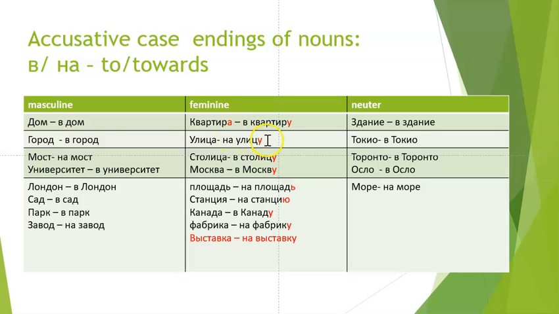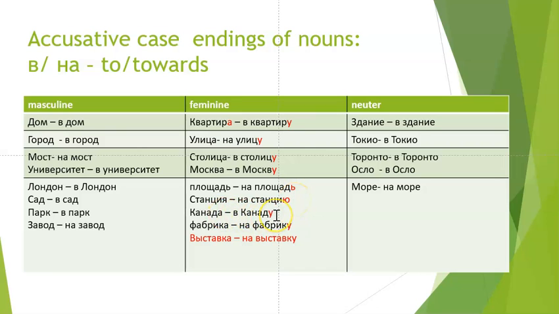An accusative would be у ending. So столица, в столицу, to the capital. Москва, в Москву, to Moscow. Площадь, на площадь. Remember, this one is an exception to the rule. Soft sign feminine in the accusative doesn't change. It stays the same. You only need to put the preposition на, because it's an open space. So to the square. Станция, на станцию, to the station.